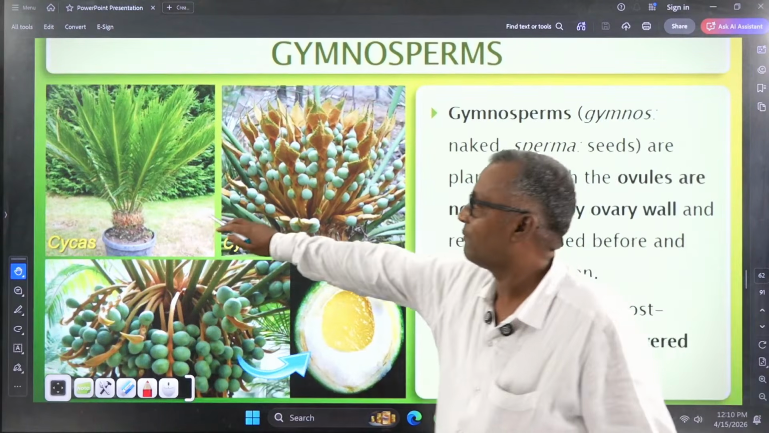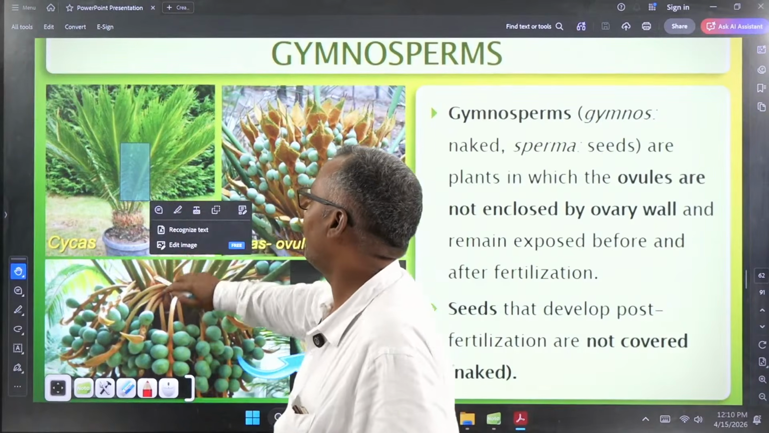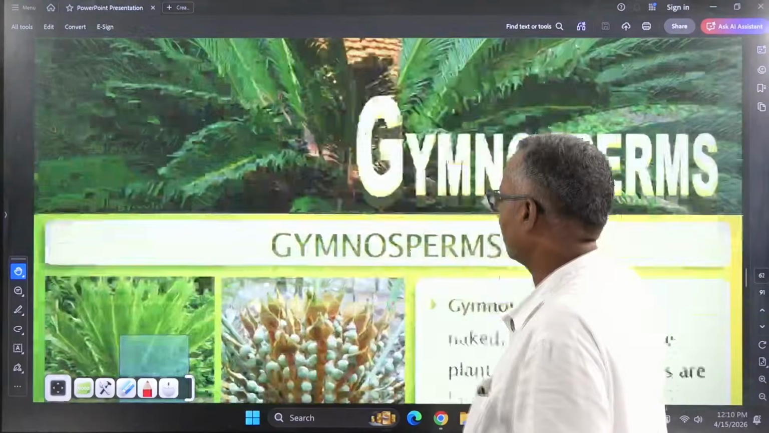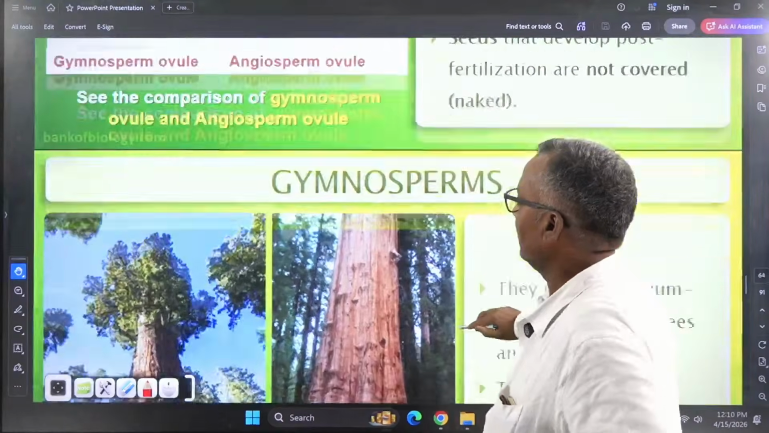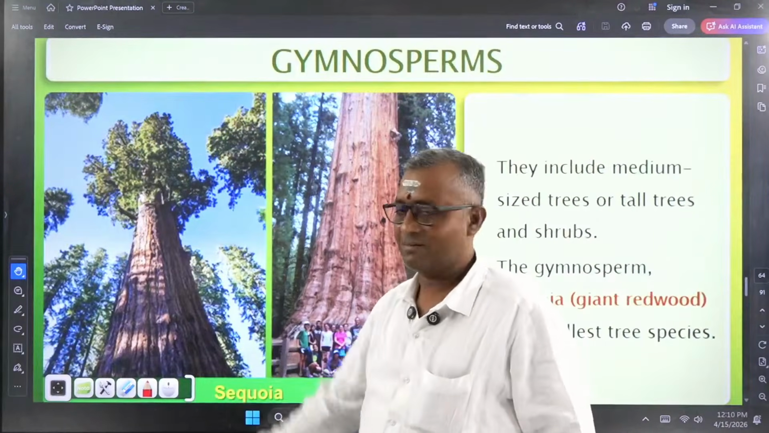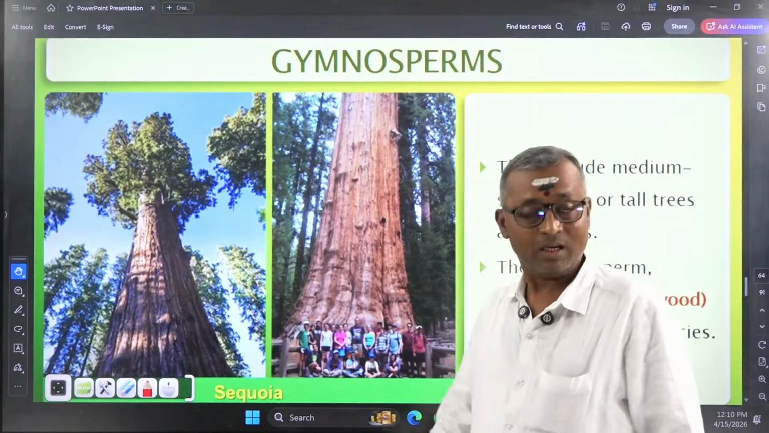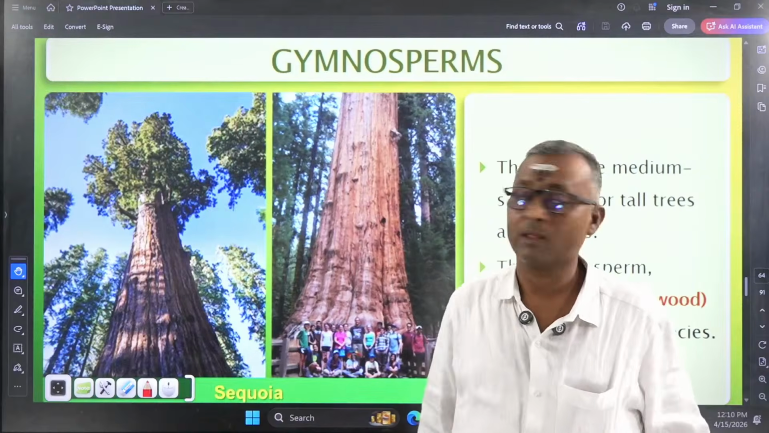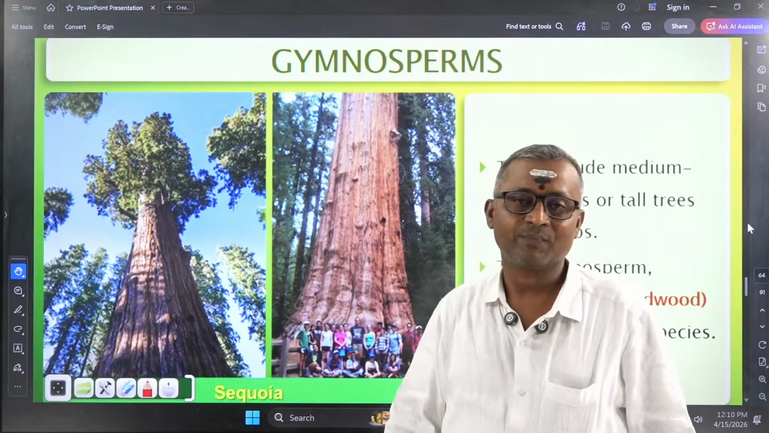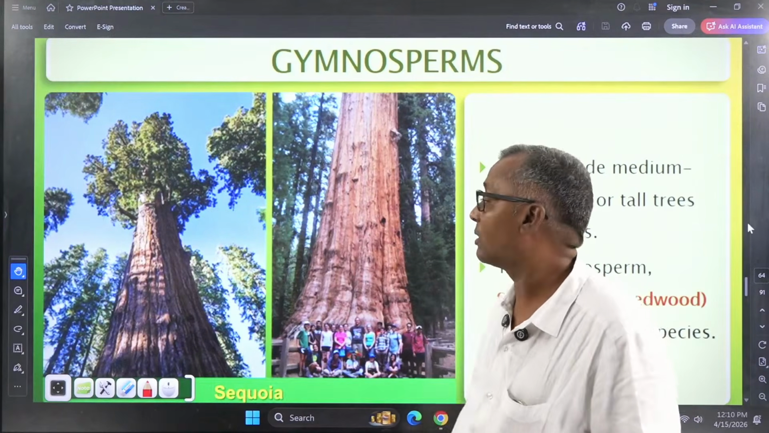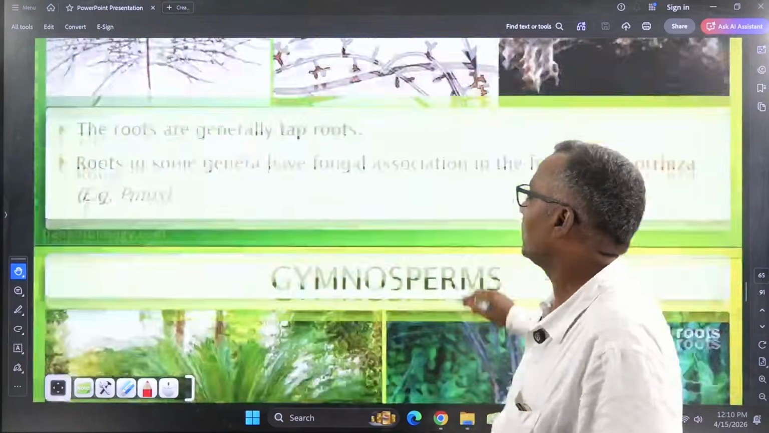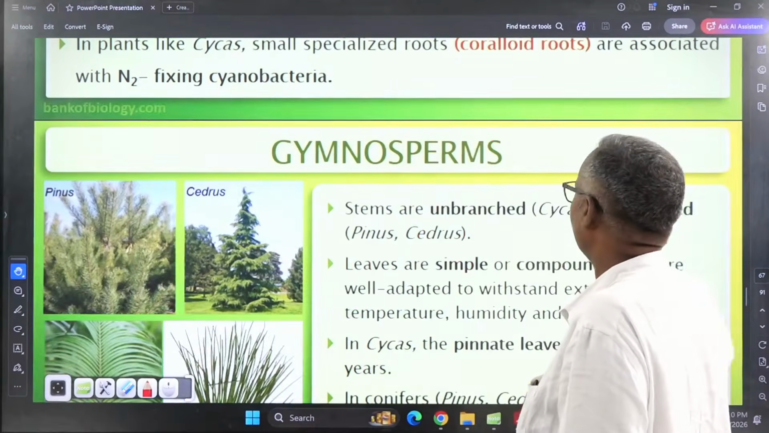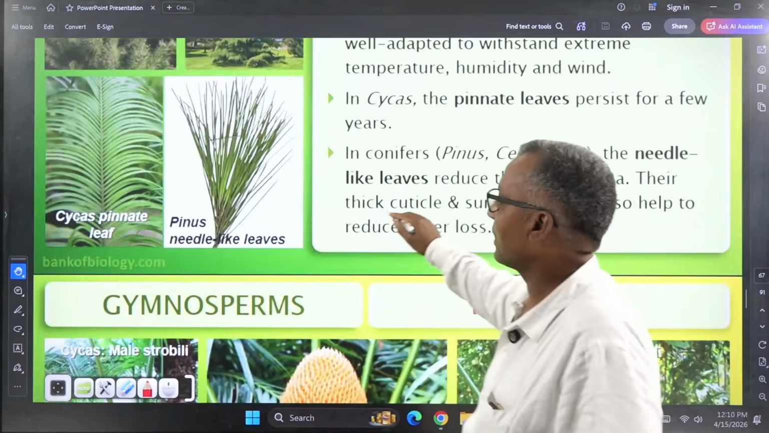Now look at here. This is a gymnosperm called cycas. Cycas is the gymnosperm. Next, look at here. Now this is a tree that is also a gymnosperm only. This is the tallest tree species, called giant redwood tree. You are going to know about all these details in the next coming classes. Most of the details you will be knowing in our offline classes.